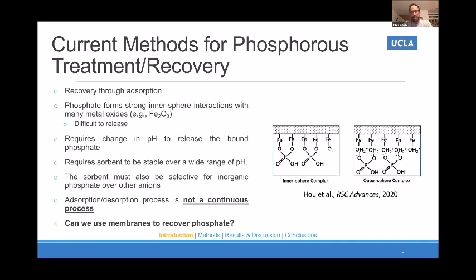And we started being interested in this topic. We do a lot of work with membranes, and we're trying to think, well, can we do anything where we have a continuous process, that is a membrane process where we can continuously extract phosphorus from a waste stream.